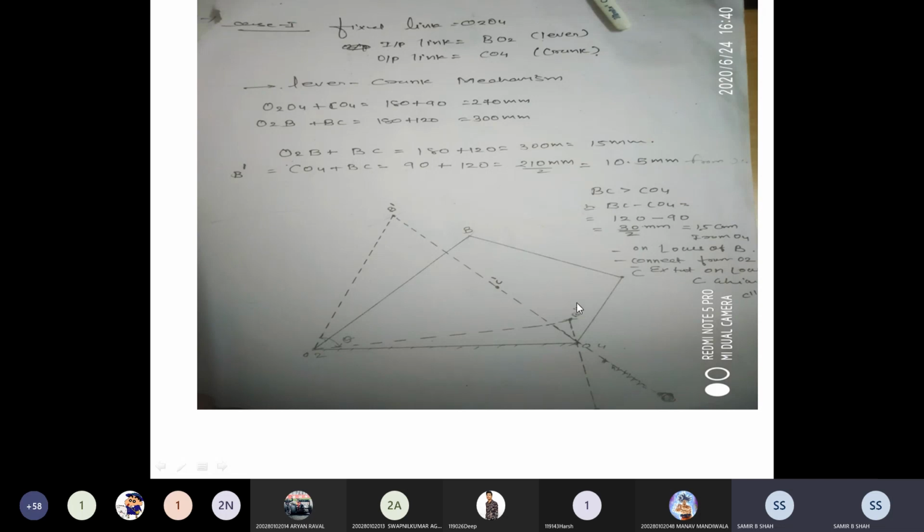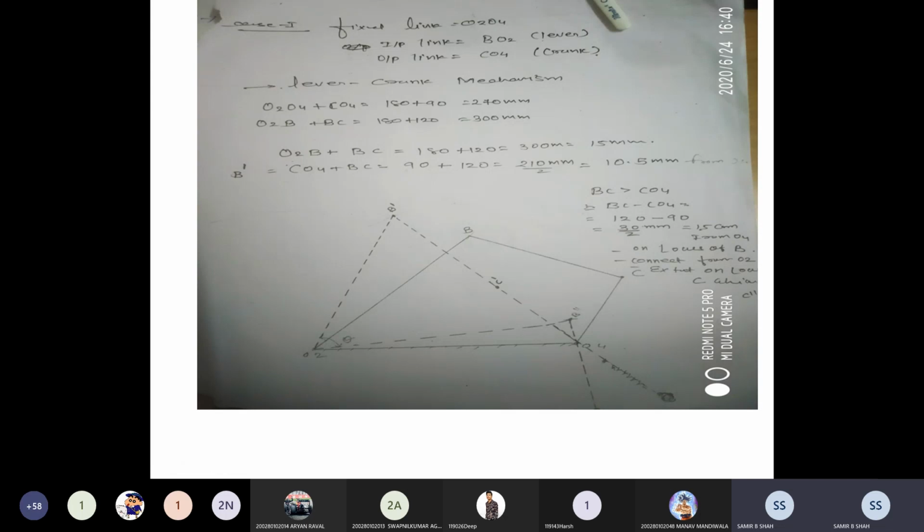Now we focus with the B double dash and C double dash and C dash. For that, initially we know that from the diagram we can say that BC is higher than CO4. So we just take 120 minus 90 and we get the dimension, that is 30 mm here. So from O2 we draw a 30 mm line where we get point B double dash. O4 में से हमें कहीं पे we generate the point B double dash.